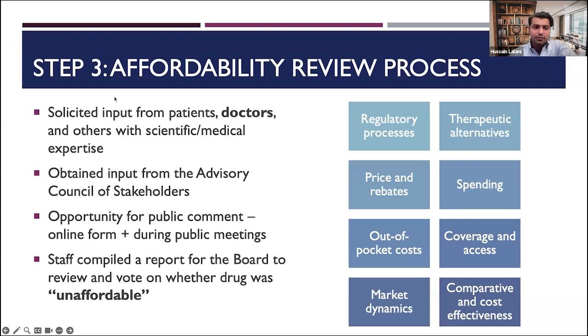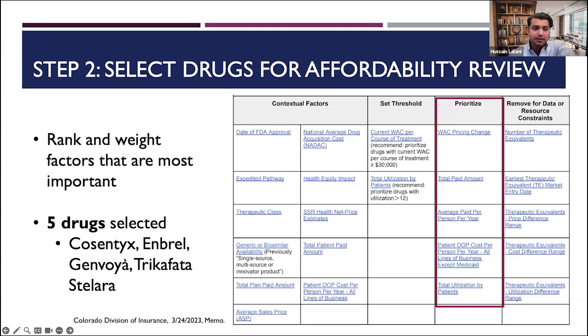Those other factors were initially created to help select a drug. And then once the ranking and weighting exercise was done, the board selected these 5 drugs. And these 5 drugs are Cosentyx, Enbrel, Genvoya, Trikafta, and Stelara.